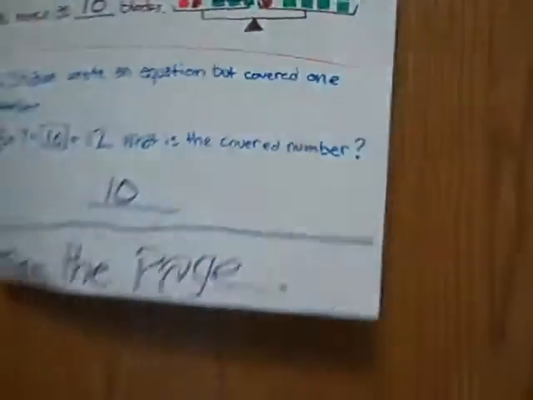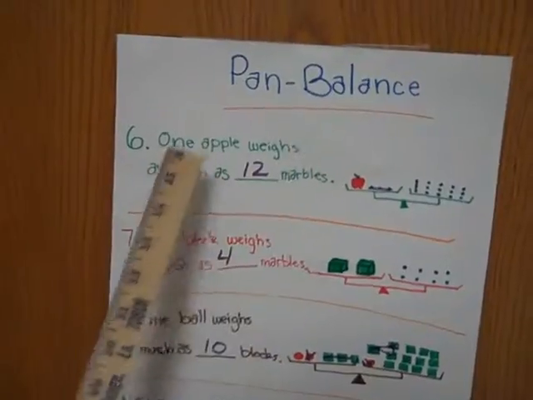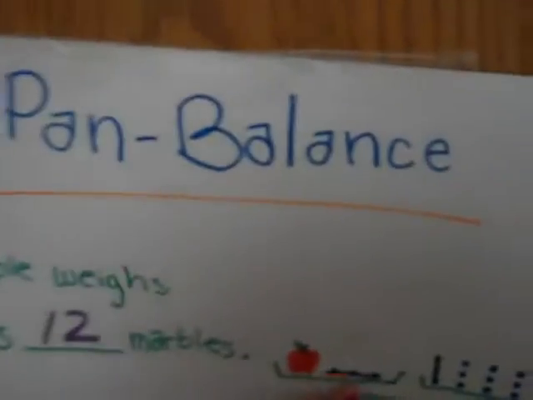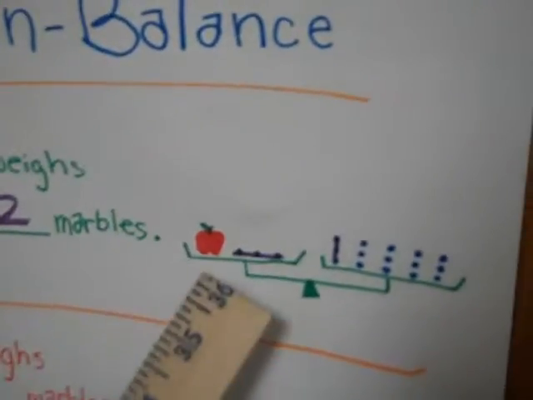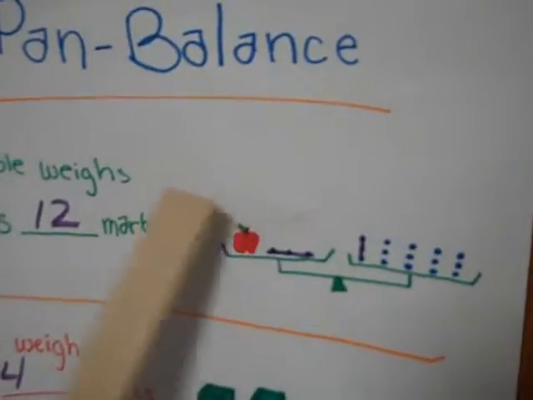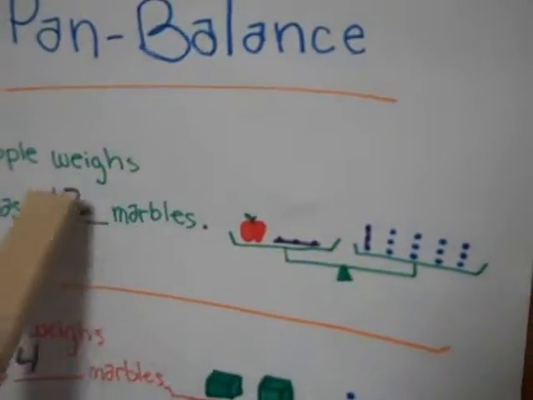Now we're going to be doing can balance problems. So next problem. 1 apple weighs as much as how many marbles? Well, in can balance, everything you do to one side, you have to do to the other. So if we take away 3 marbles here and 3 marbles in there, that will leave us 1 apple, which weighs as much as 12 marbles.